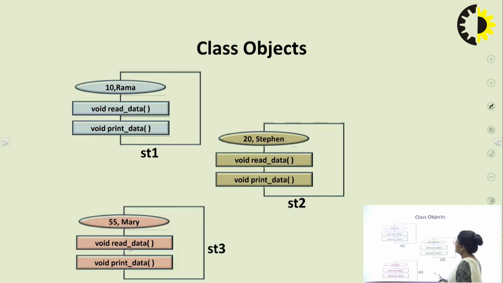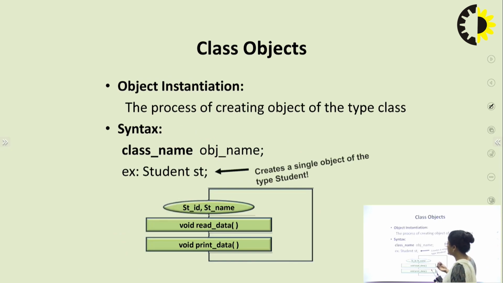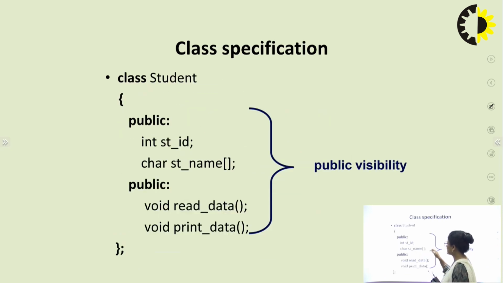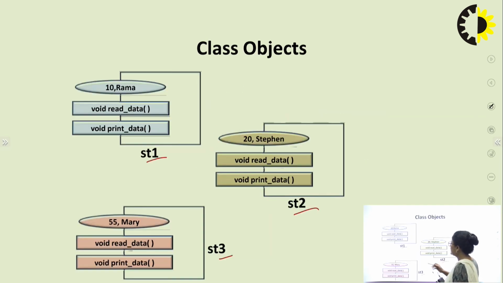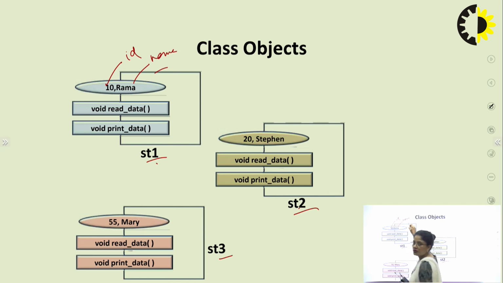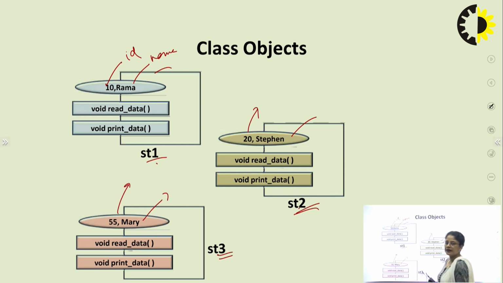student, and the moment we create these 3 objects, each of these 3 objects will have their own members. And if you remember, the members of this student class in this example are 2 member data, the ID and the name, and 2 member functions, read data and print data. Each of these objects has its own ID and name, which is unique to each object. For student 2, the ID is 20 and the name is Stephen. For student 3, the ID is 55 and the name is Mary.